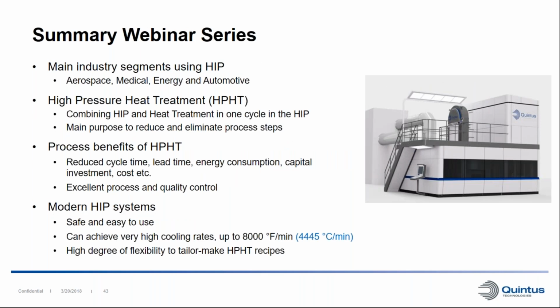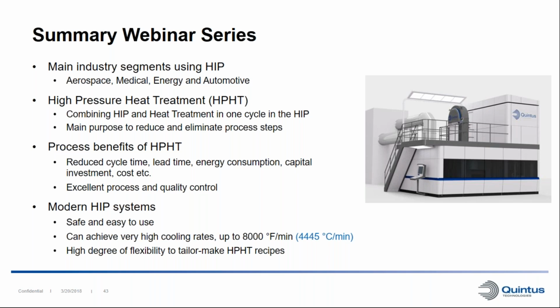Since this is the last webinar of our three-part webinar series, I will also summarize the webinar series as a whole. In the first webinar, we saw that the main industry segments using HIP are aerospace, medical, energy sector, and automotive industry. We have seen high pressure heat treatment, that is when we're combining HIP and heat treatment in one cycle in the HIP. The main purpose of this is to reduce and eliminate process steps. We could see that some process benefits with high pressure heat treatment are reduced cycle time, lead time, energy consumption, capital investment, and cost. And that we also get excellent process and quality control when doing everything in one equipment in-house.